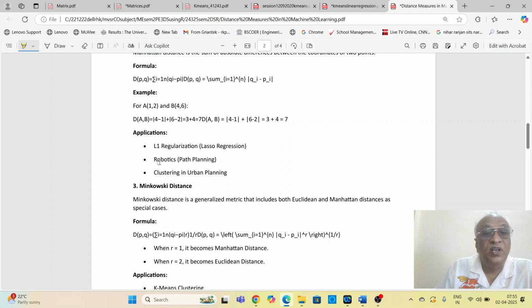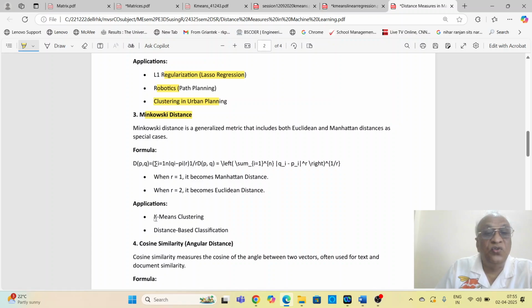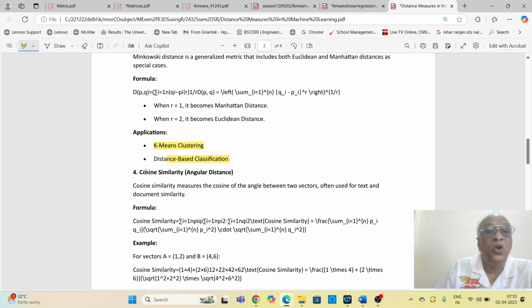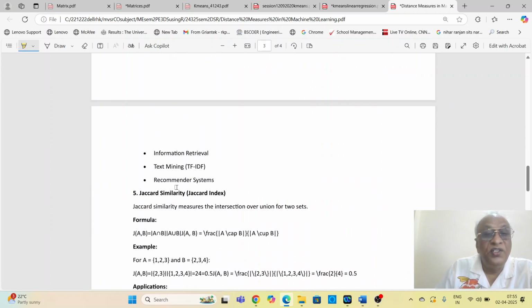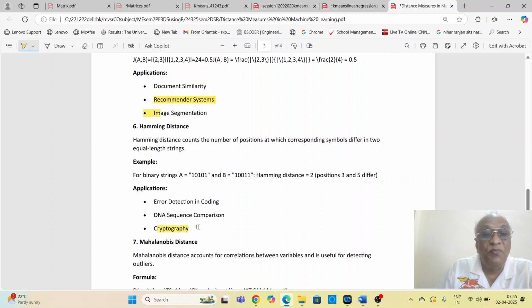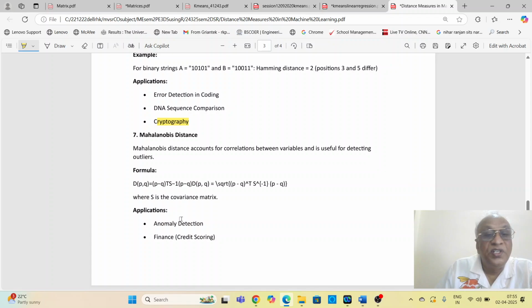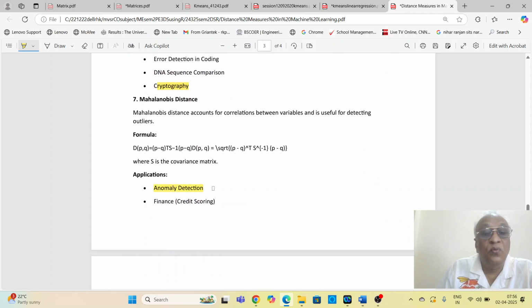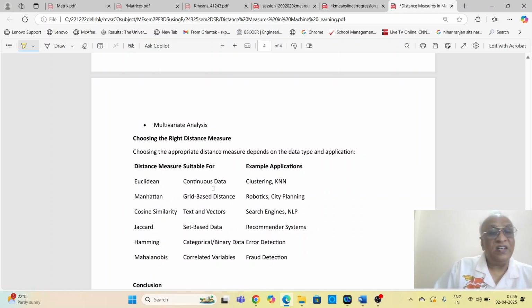It will be used in robotics, L1 regularization, lasso regression, clustering. Minkowski distance is there. It is used in again K-means and distance-based classification. Cosine similarity is there. It is used in text mining and in recommendation systems. Jaccard similarity is there. It is used in image segmentation and recommendation systems. Hamming distance is there. It is used in cryptography. Mahalanobis distance is there. It is used in credit scores or anomaly detection. So like that, with the help of this example, K-means clustering, we try to understand distance measures.